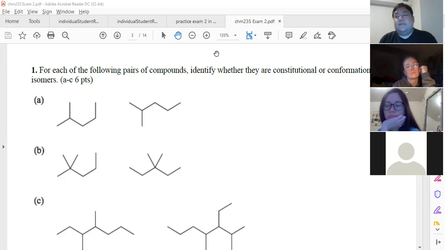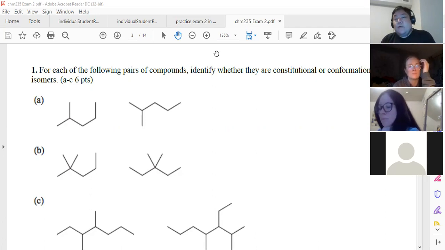Now, a conformational isomer is when you have the same thing, but you just kind of move it about. So like you can just rearrange it. If you think about a chair flip, if you draw your structure in a different way, anything like that, those are conformational isomers. Does that make sense? You guys understand the difference between the two?